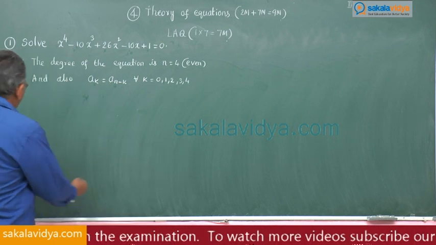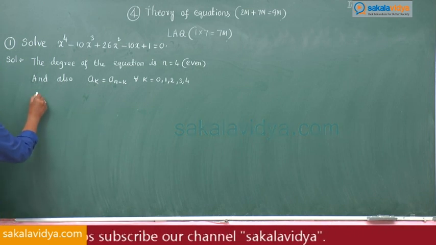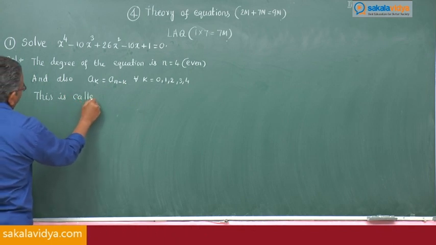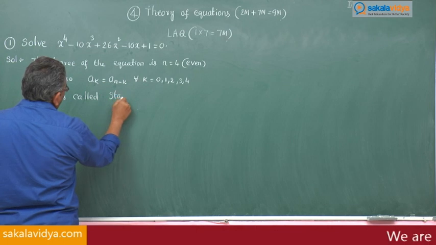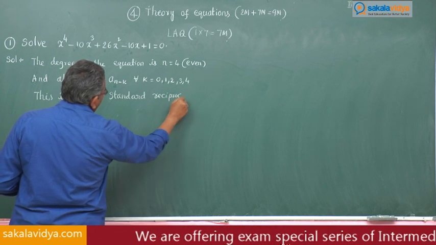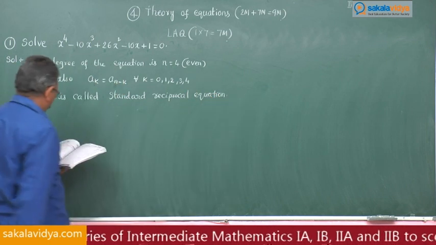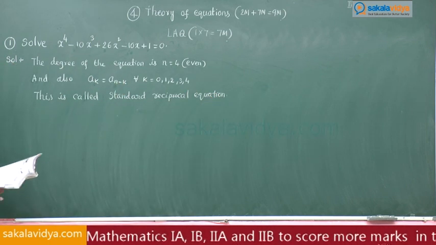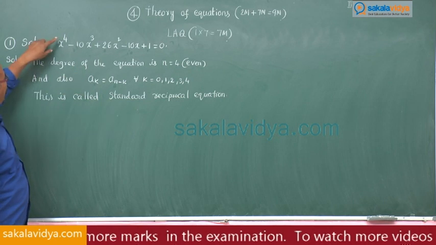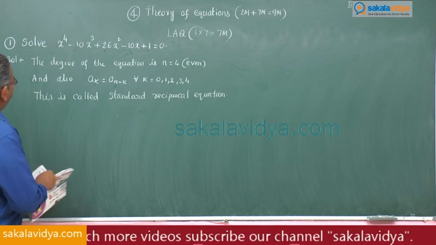This is called a standard reciprocal equation. Whenever it is a standard reciprocal equation, it should be divided by x to the power of 4 by 2. 4 by 2 is how much? So, x square.